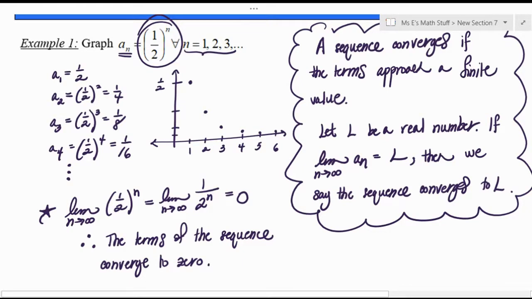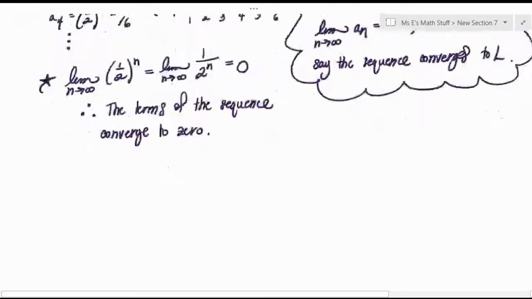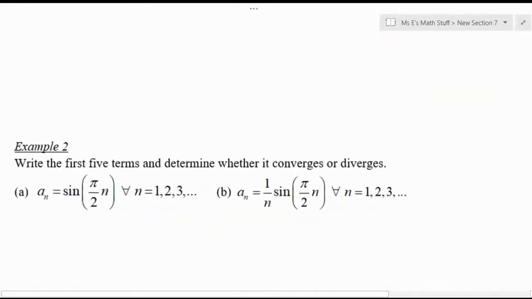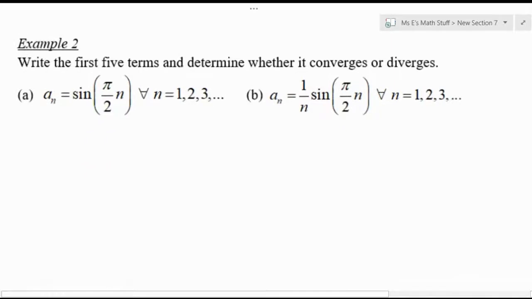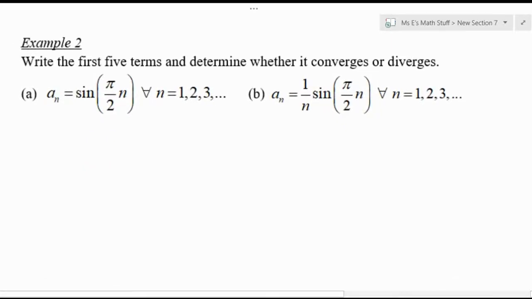Okay. And just like in the past, if a sequence does not converge, then we would say that it diverges. There you go. All right, my friends, I hope this is making sense. All right, let's move on to example 2. Let's have you write the first 5 terms and determine whether each sequence converges or diverges. See how it goes, and check in with me in the next video.